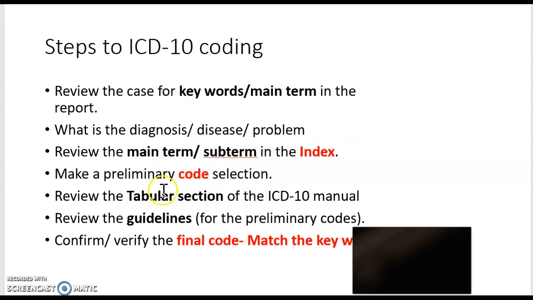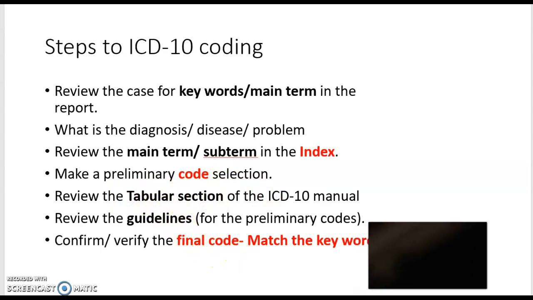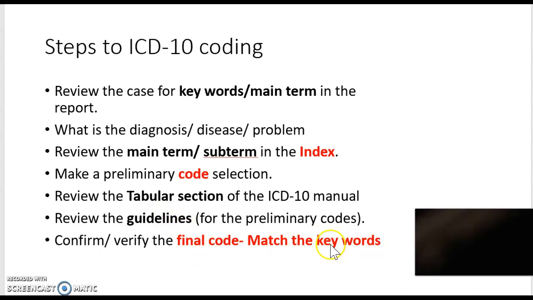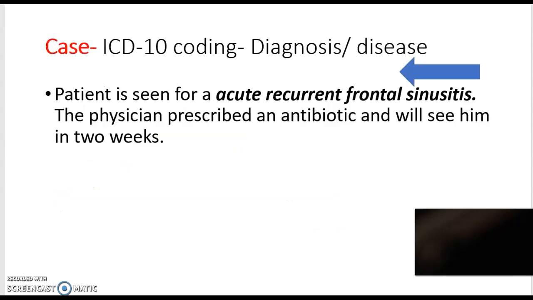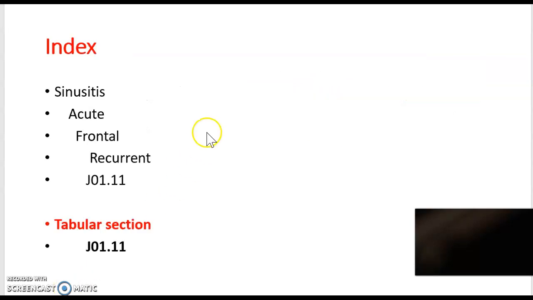We will confirm the codes in the tabular section of the ICD-10. We will review the guidelines and confirm the final code and match the keywords. What does that mean? Whatever words you found in the index has to match everything given in your scenario. So you have to make sure you have all these words found in the index: acute, recurrent, frontal sinusitis. So what am I looking for in the index? Index main term, right? The main term is going to be sinusitis, as we discussed.